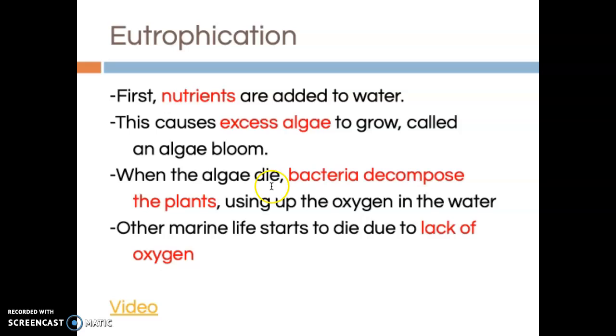Eventually, the algae are going to die, just like all organisms die. And the bacteria that come to decompose the plants are going to use up a lot of oxygen in the water. So what happens is all of the oxygen gets used up, and then there's a lack of oxygen for the marine organisms that live there. So there might not be enough oxygen for the fish and for whatever other organisms are there.